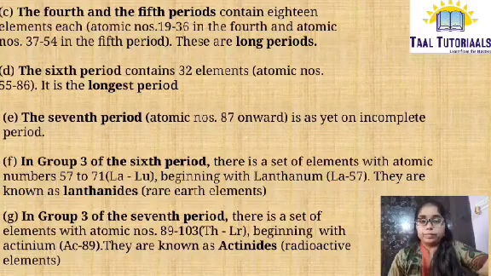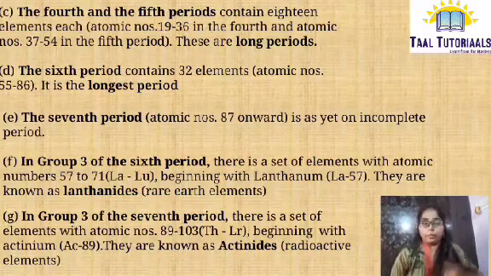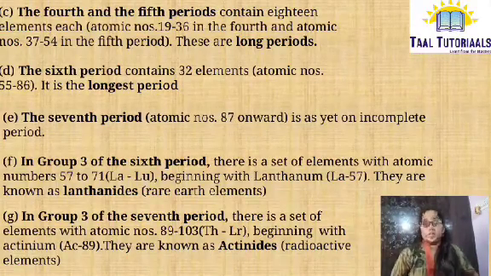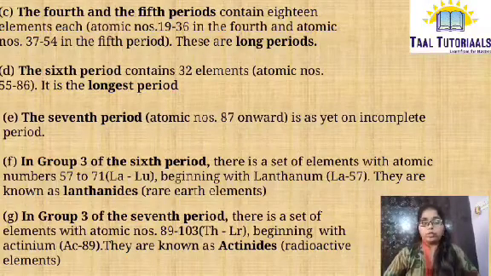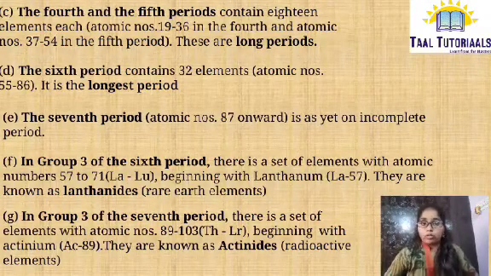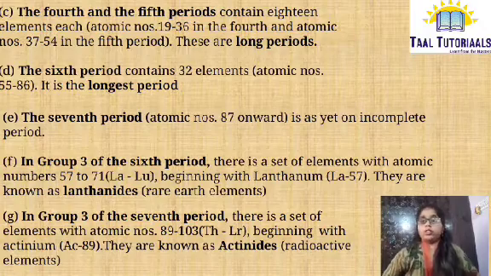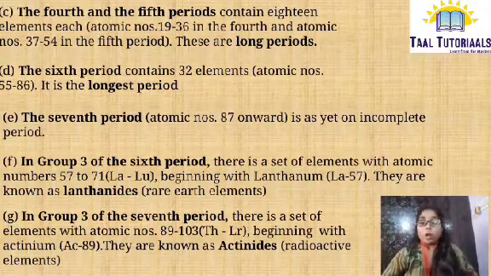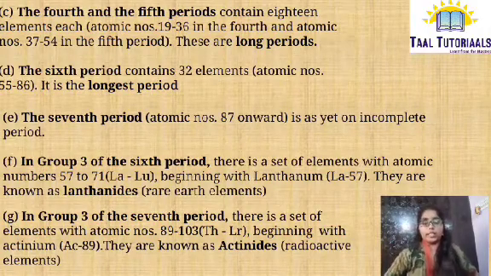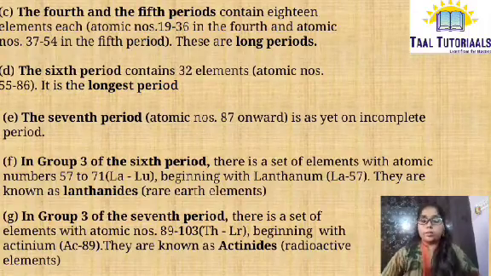Then the fourth and fifth periods contain 18 elements each, that is, from atomic number 19 to 36 in the fourth and atomic number 37 to 54 in the fifth period. These are the long periods. Then the sixth period contains 32 elements, that is, from atomic number 55 to 86. It is also the longest period.